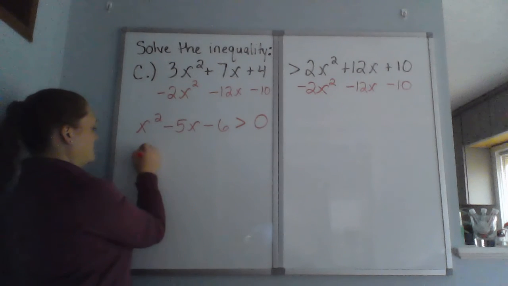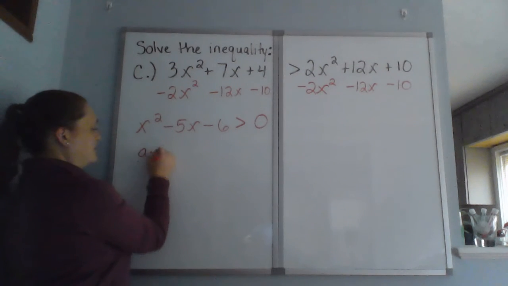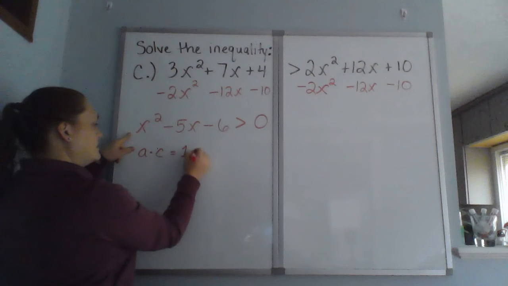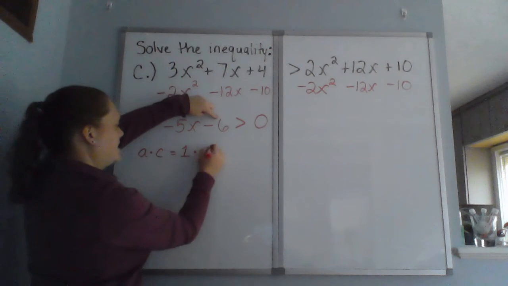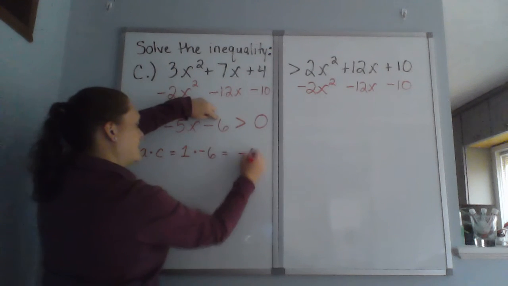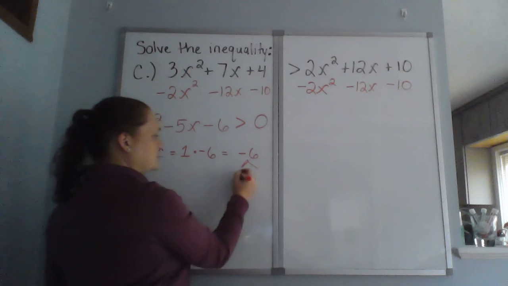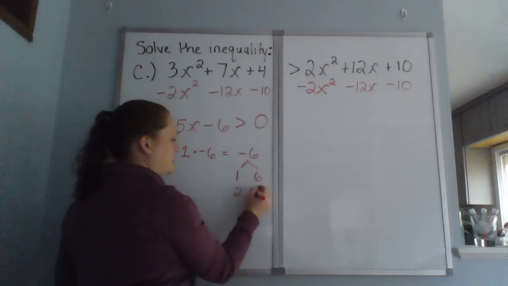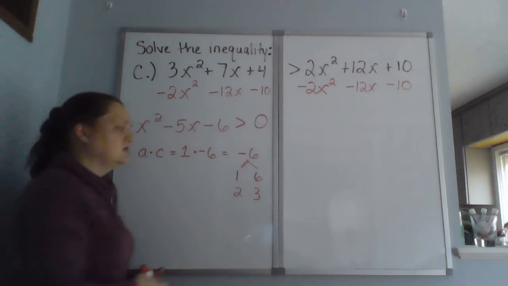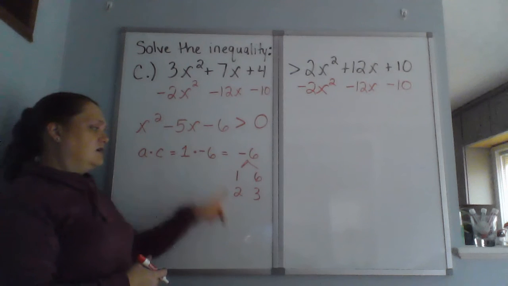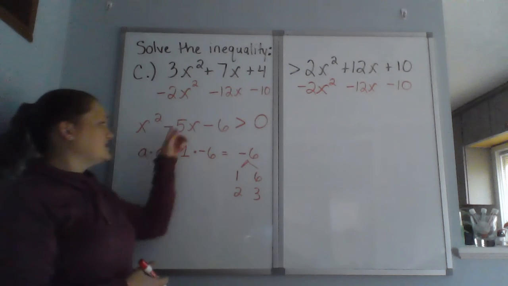So to factor a trinomial, we start with a times c. A is the number in front of x squared, that's the 1. C is the constant at the end, negative 6. So I've got negative 6. Now we need to be careful here. Factors of 6 are 1 and 6, 2 and 3. And looking at that, you could say, well, 1 minus 6 is negative 5. But negative 2 minus 3 is also negative 5.